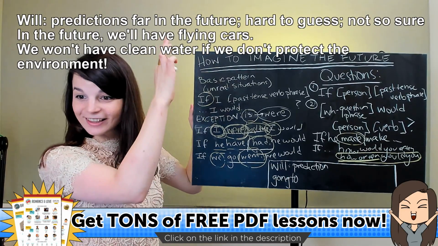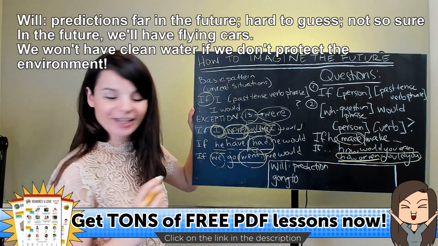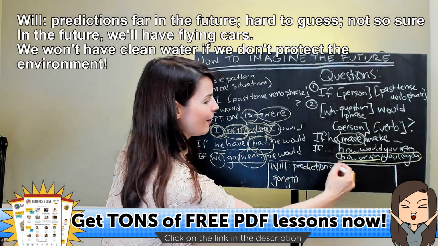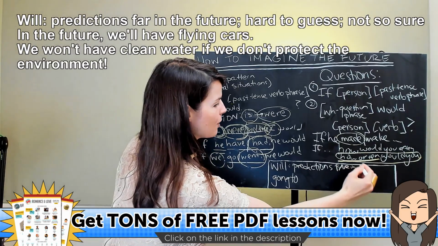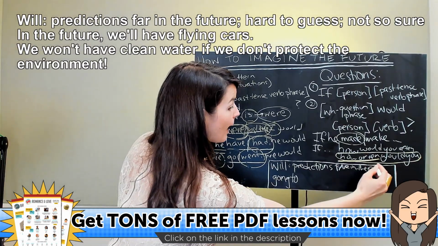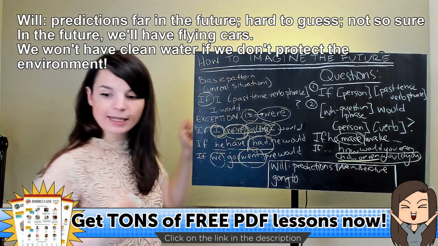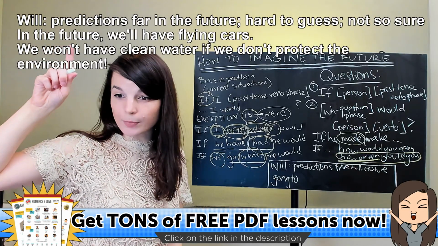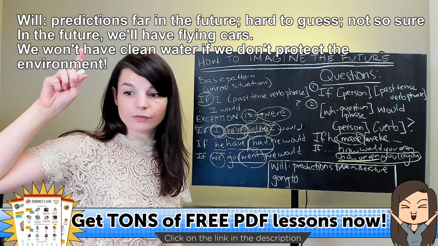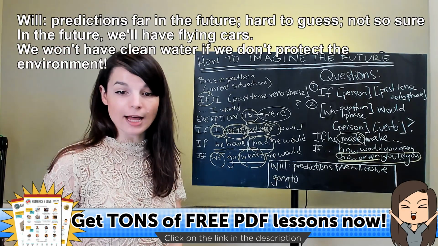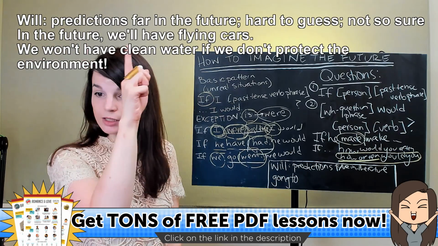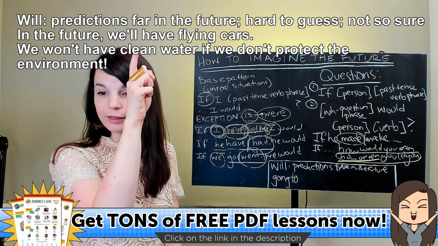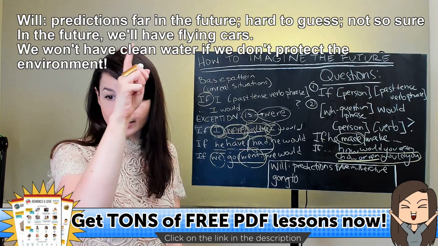Oh, yes, here it is. This is what I'm writing on the board. Predictions far in the future. Far in the future. So things we can't see, or we're not so sure. So this is my example sentence with will. In the future, we'll have flying cars. Here I have the reduced form. We'll is we will. In the future, we will have flying cars.